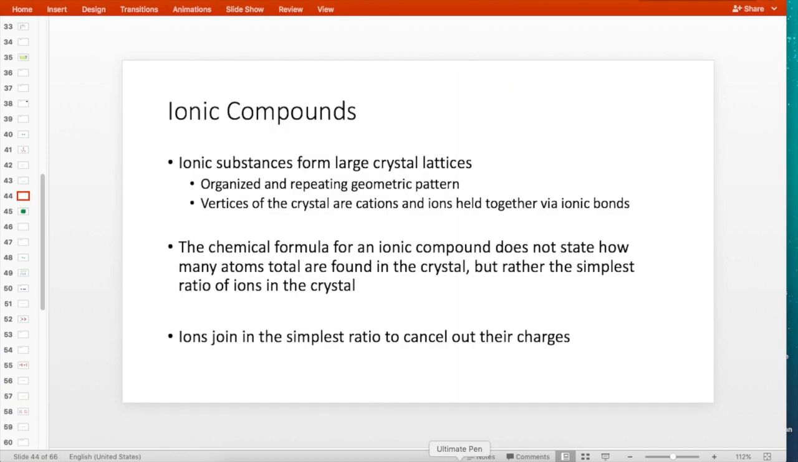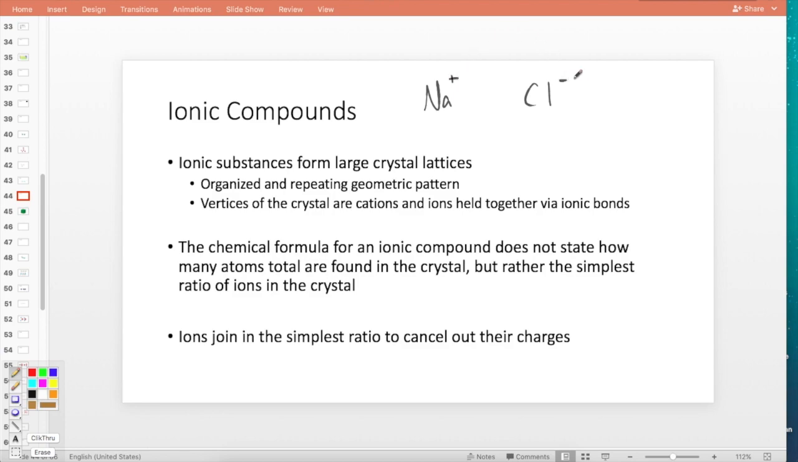Let's talk about chemical formula real quick. A chemical formula is a way of using the chemical symbols of elements to show how elements combine to form chemical compounds. For example, sodium and chlorine. You know that sodium will lose a valence electron to form a 1+ cation. Chlorine will gain an electron to form a 1- anion. When those come together to form the large crystal lattice, we would say that structure is called sodium chloride. This would be the chemical formula right here.